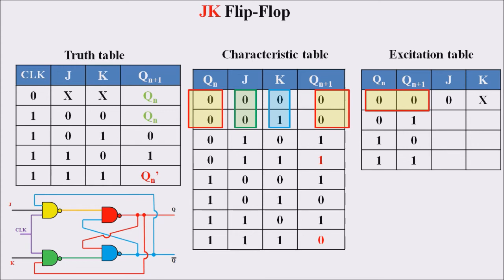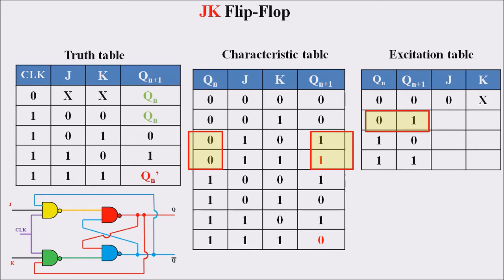So, if you are moving towards the second condition, that is Qn is equal to 0 and Qn plus 1 is equal to 1, here also we can see two different cases. In this case, the J value is 1 in both these conditions, and the K value is 0 to 1, and thus we can tell that the J value is 1 and K value is a don't care condition.